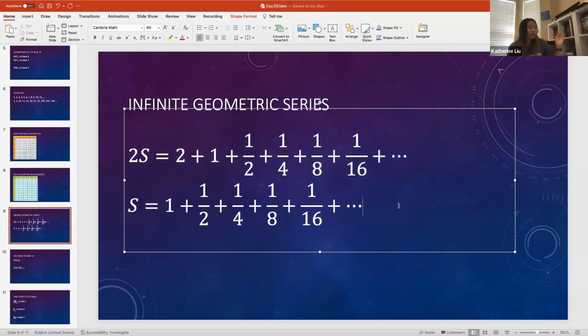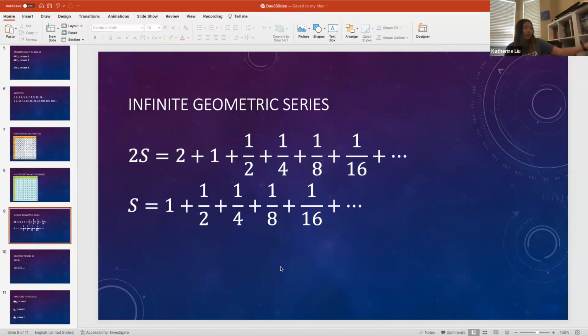So now, if you look at these sequences, they match up very well. Because if you look at it, the 1 became a 2, and the half became a 1. So now there's a 1 in both of these sequences. And similarly, there's a half and a fourth and an eighth and a 16th and on. There's something for all of them, except for the 2 in front. It's kind of lonely.